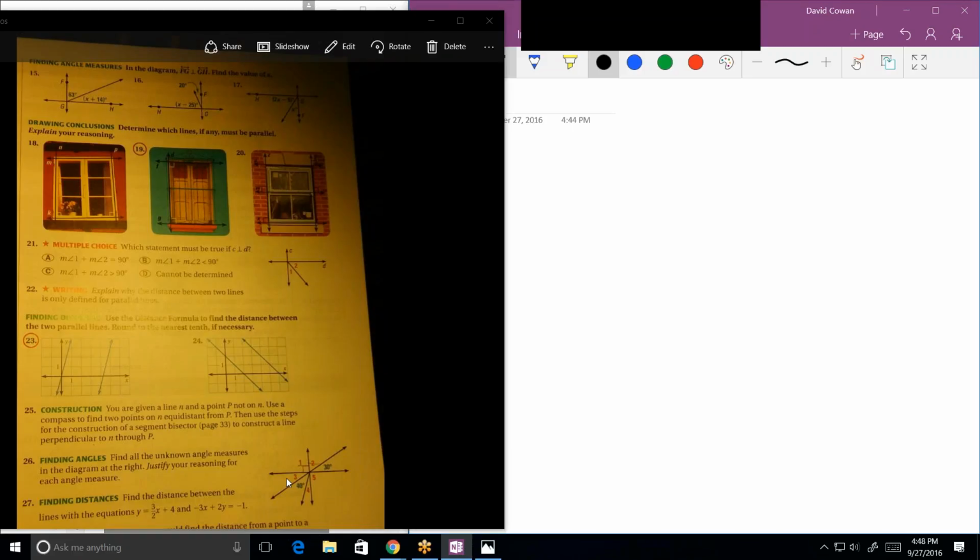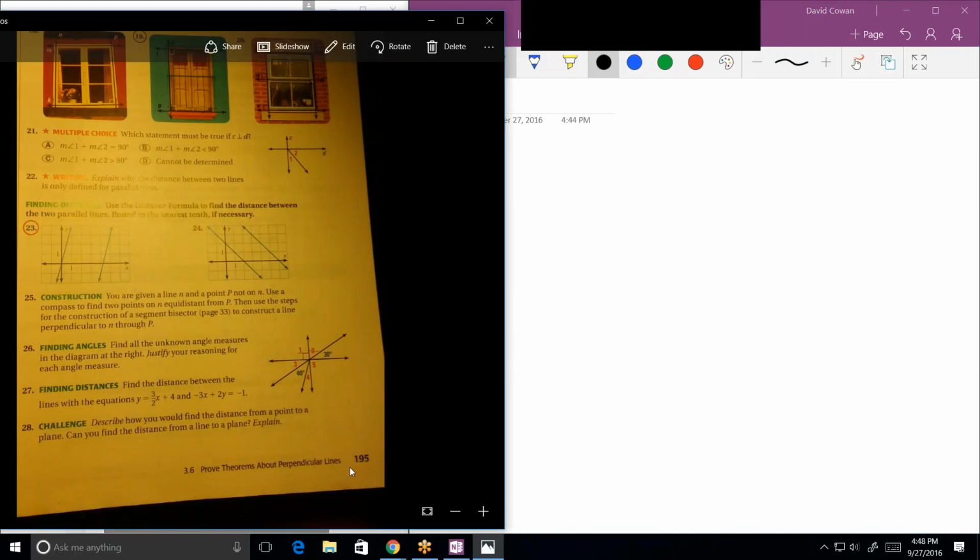Now, because of angle 2 being complementary with 30, we know that it must equal 60. Yeah, no, we already did 2. We did them in order. We did 1, 2, 3, 4, 5. So we're done with that.